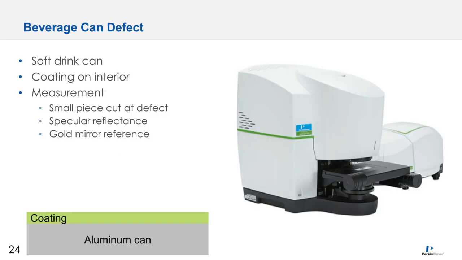In our next example, we'll look at a particulate defect identified inside of an aluminum beverage can. Cans like this are coated on the interior to prevent corrosion of the can, which would affect shelf life, product quality, and safety of the product.